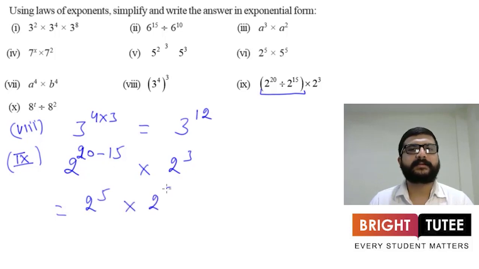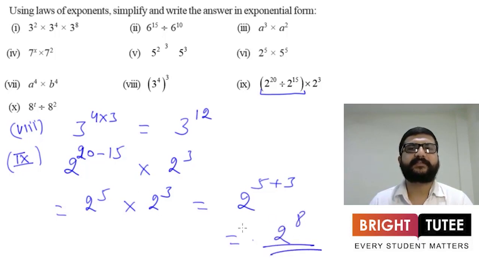Now what we are doing here, we are multiplying two powers with same base. So we will keep the base same and we will simply add exponents, that is 5 plus 3. Now 5 plus 3 is 8, so this becomes 2 to the power 8. So this is the final answer for this question.